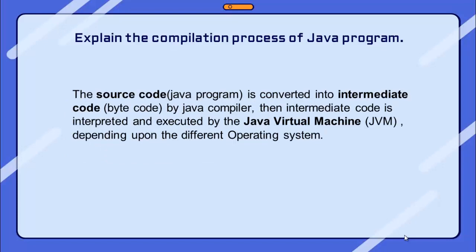Explain the compilation process of Java. The source code is converted into intermediate code by the Java compiler. Then the intermediate code is interpreted and evaluated by the Java virtual machine, depending upon the different operating system.